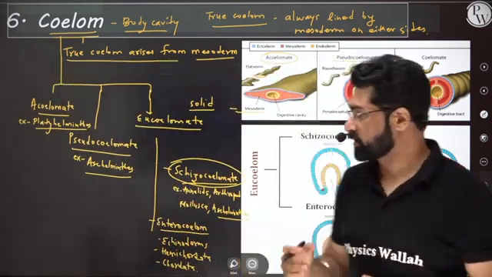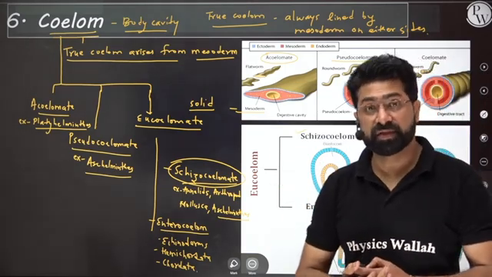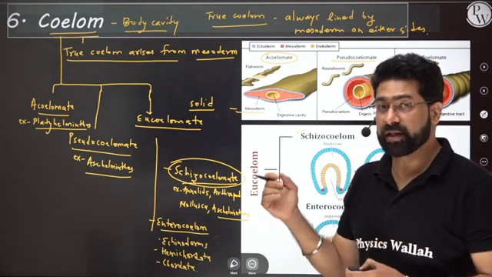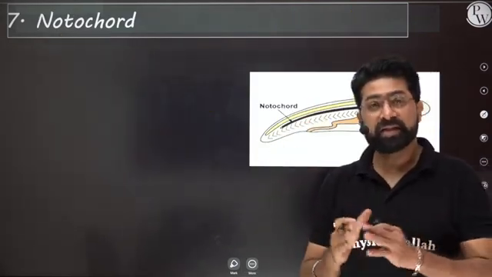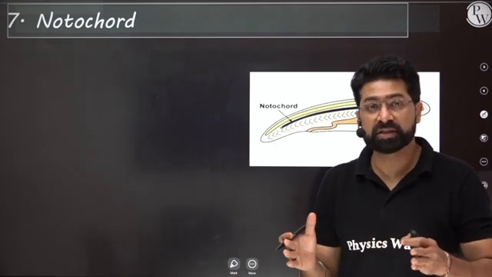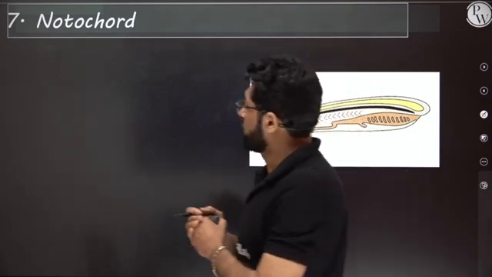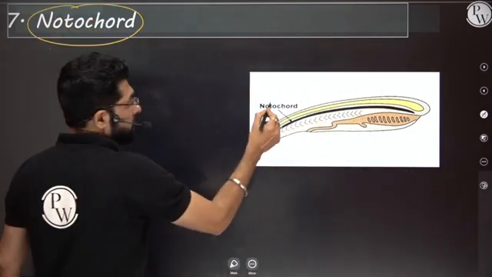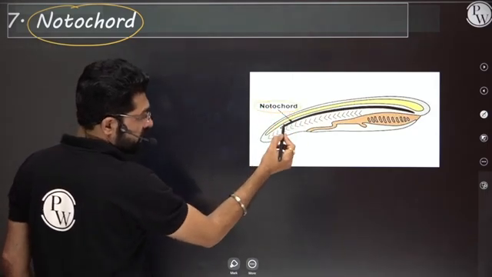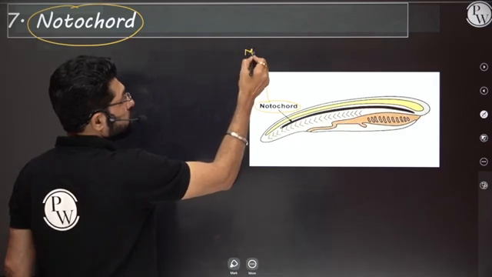Okay. So let's move further and understand this last criteria for classification, that is basis of classification, that is your notochord. By notochord, you can easily classify the organism into two divisions. One is non-chordates, others are chordates. Let's see how. So this notochord is a solid structure. Can you see? This is a solid structure. This is mesodermal.